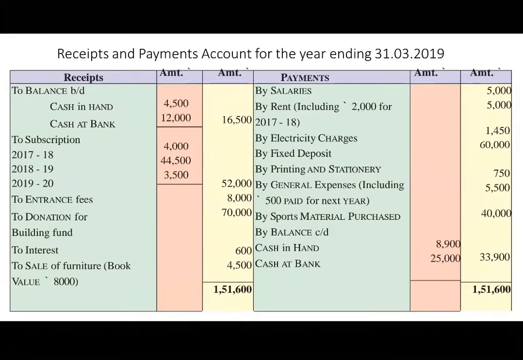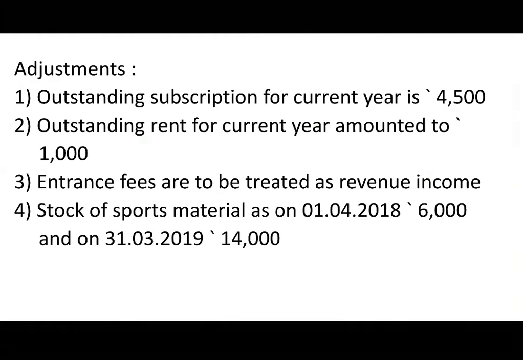Now here we saw the adjustment given on entrance fee. Now sometimes the adjustment is given only to give you information. Here also, in the information given, they have not said that you have to deduct something or add something. What they have said is, entrance fees are to be treated as revenue income. So they had only informed you that entrance fee is to be treated as a revenue income. And where is revenue income recorded? In the income and expenditure account.